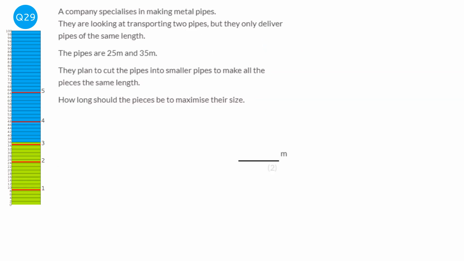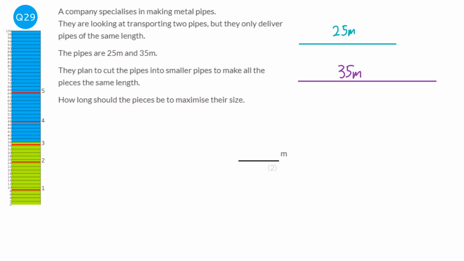So if we imagine we've got the 25 metre pipe here, and we've got the 35 metre pipe here, the question's basically asking us what can we cut all these pipes into, and they all have to be the same length that will fit with the 25 metre and the 35 metre. And essentially what this question's asking is what is the highest common factor of 25 and 35.